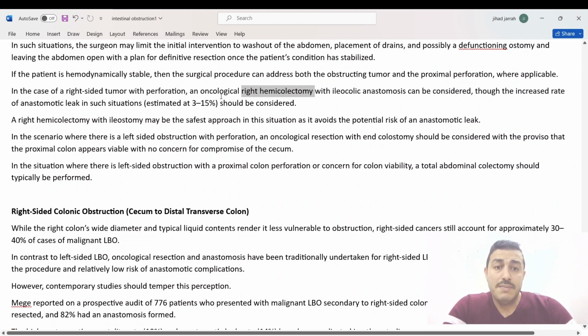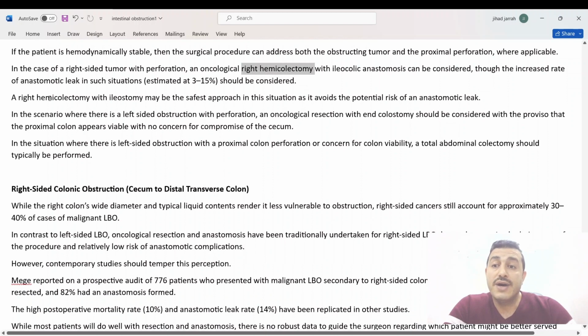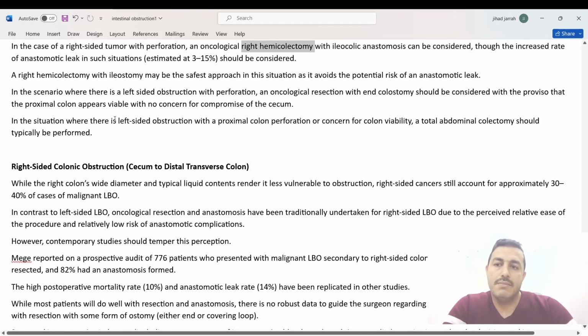Of course, this is an emergency surgery, so there is an increased risk of anastomotic leak compared to elective surgery. Right hemicolectomy with ileostomy may be the safest approach in this situation. We can do right hemicolectomy either with a primary anastomosis, or we can bring a proximal stoma, a proximal ileostomy.